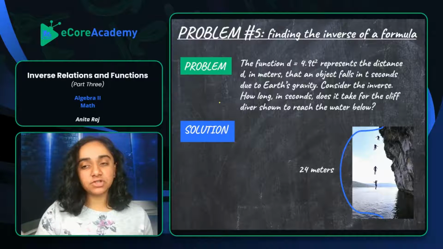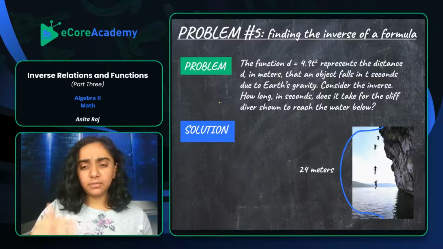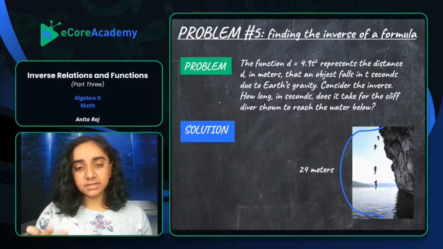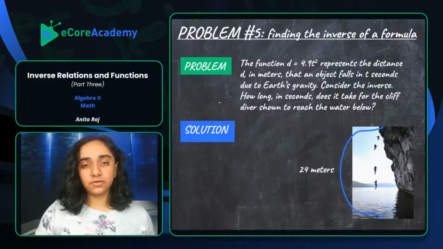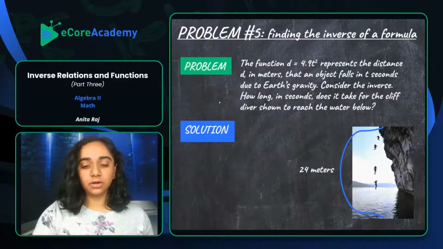Here's your cliff diver jumping off a cliff into the water. And you can see there's a measurement given that's 24 meters. So the distance, in this case, d, is equal to 24 meters. So knowing this measurement, we just had to figure out what t is. So we need to know how much time it'll take for the cliff diver to hit the water.